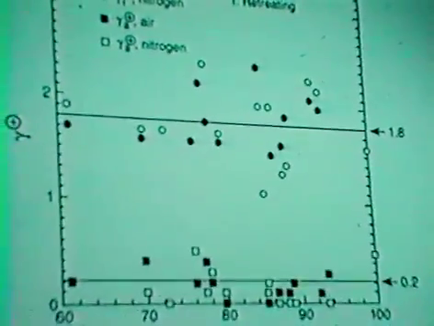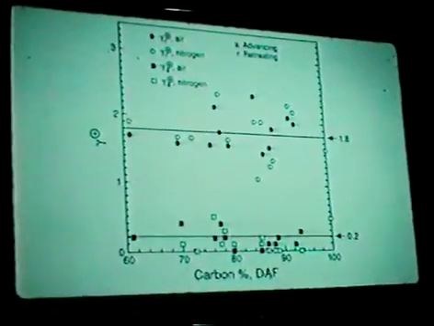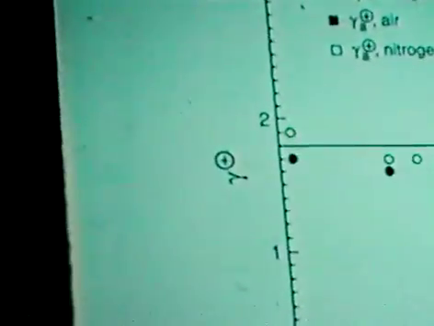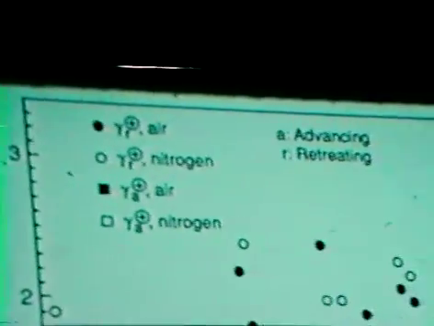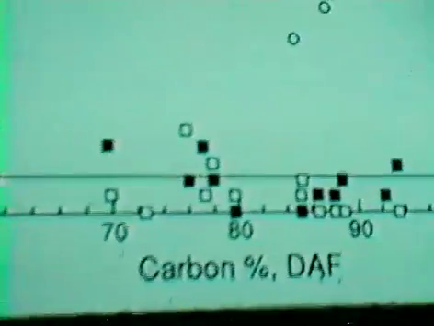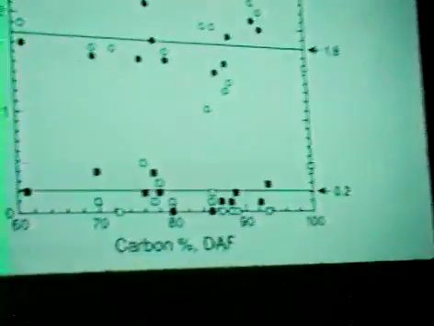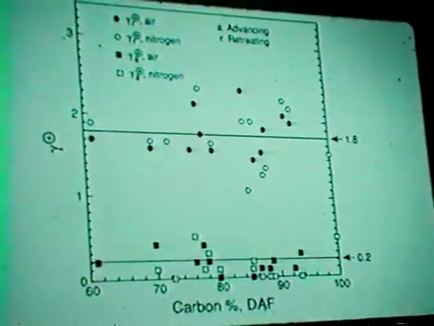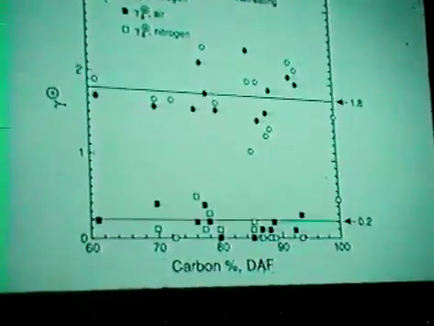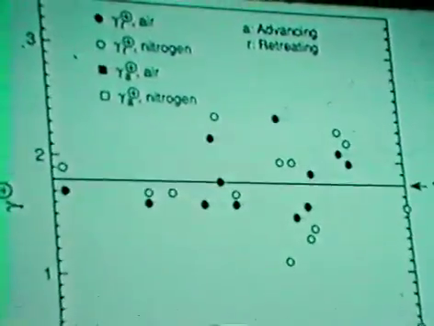These are the results we get for different kinds of coal. If you look in the lower batch of numbers, they show that the gamma plus, the acidic component of the surface free energy, is around 0.2 millijoules per square meter, and is qualitatively independent of coal rank. The numbers based on the retreating angle are around 1.8, again, more or less independent of coal rank.